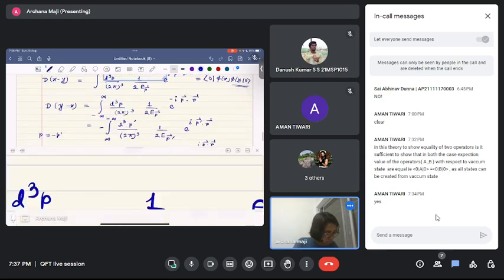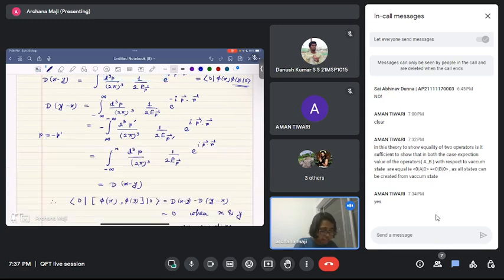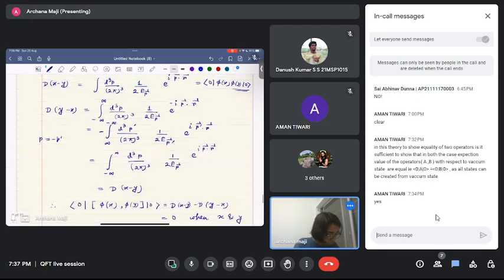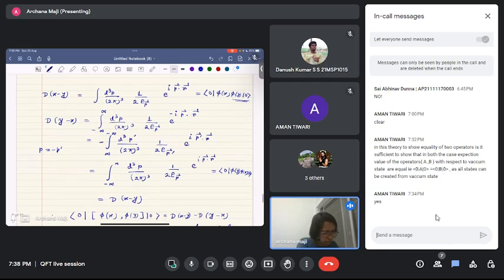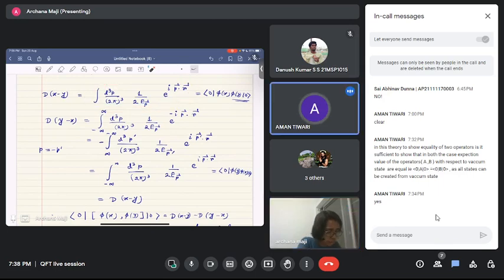That is indistinguishable from one particle being created at x first and then propagated to y, when x and y are space-like separated. So that's the claim here. We are not showing equality of two operators. D of x minus y turns out to be D of y minus x, so these two propagators turn out to be the same. But notice that this is not an operator. This is a C number. There is no operator here.